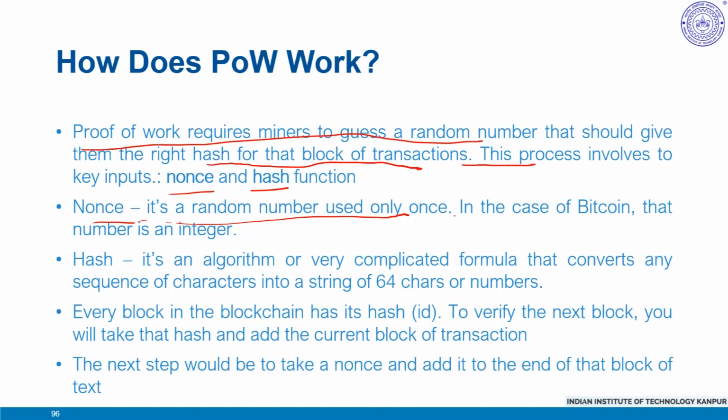It can be combined with the data to produce different hash digests per nonce. So it's a random number used only once, a sort of cryptographic nonce that can be combined with data to produce different hash digests per nonce. For example, if you apply the hash to some data which is in a block plus this nonce, you'll get a digest or a hash code as output.